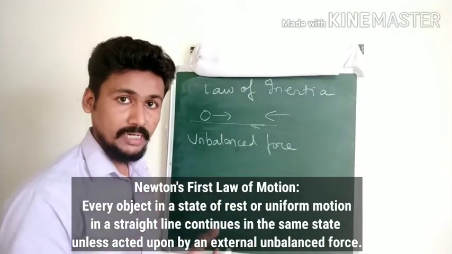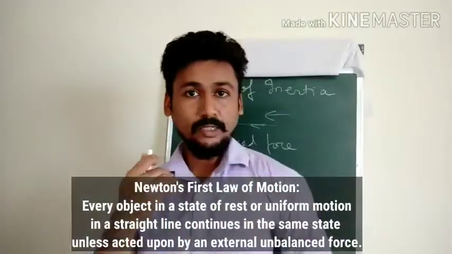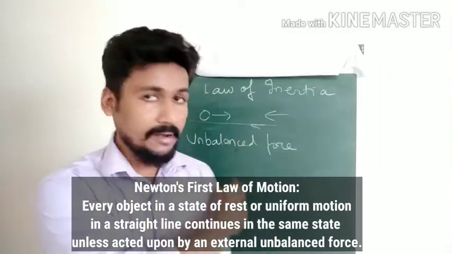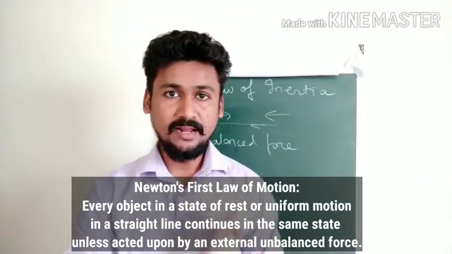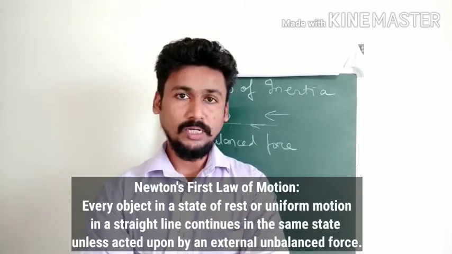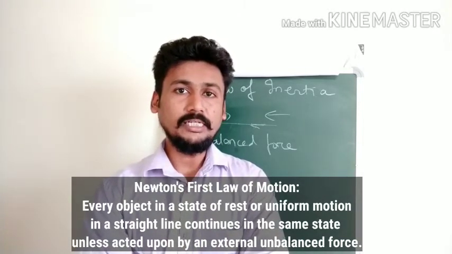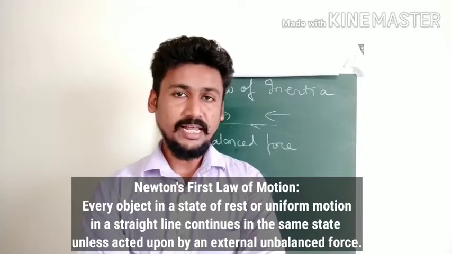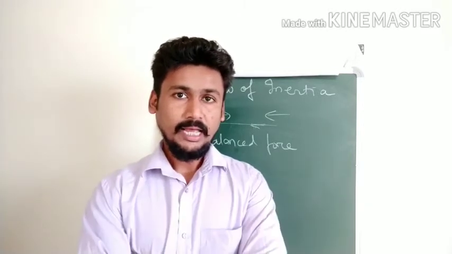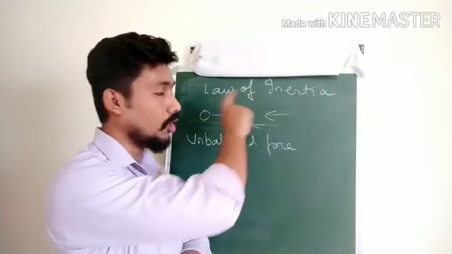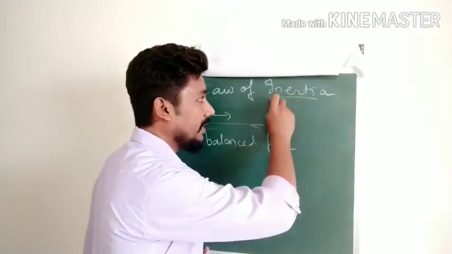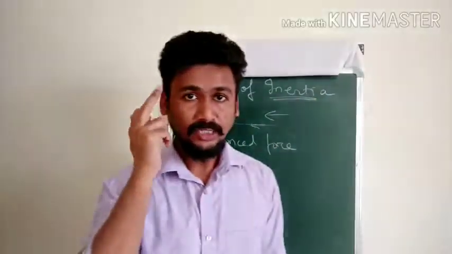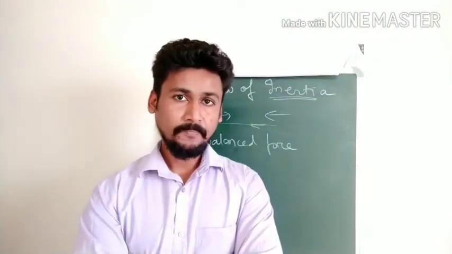So remember, if you want an object to move from rest, apply an unbalanced force. If you want to stop an object which is already moving, apply an unbalanced force. This is told to us by Newton's first law of motion. A very simple and a very logical law. This is something that we see in everyday life anyways. And as I said, this is also called the law of inertia because this law gives us the property of inertia. So here is a definition of inertia.